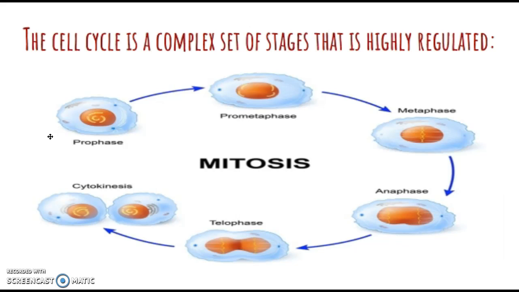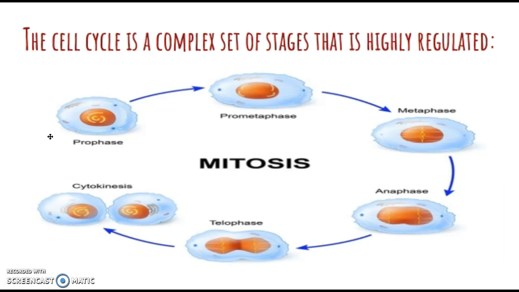The cell cycle is a complex set of stages from start to finish. It has 6 phases, each of which is highly elaborate. First is prophase, then prometaphase, metaphase, anaphase, telophase, and cytokinesis, thus making up mitosis. The first step is prophase. In this step, the chromosomes condense and become visible.